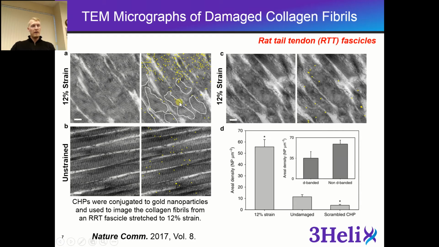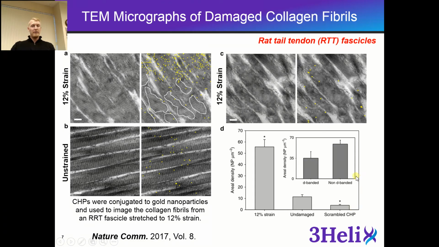And when we actually quantified this using the area that the gold nanoparticle takes up within the image, we see that there is a higher CHP gold nanoparticle density within the 12% strain model when compared to the undamaged molecule, and when compared to our negative control in panel C, which cannot bind to denatured collagen.